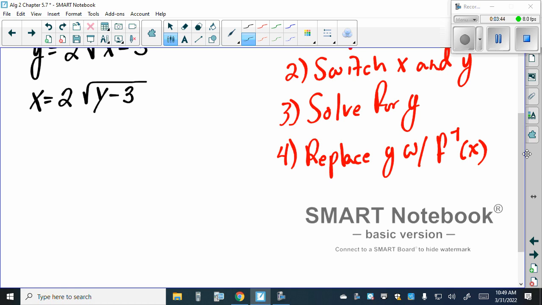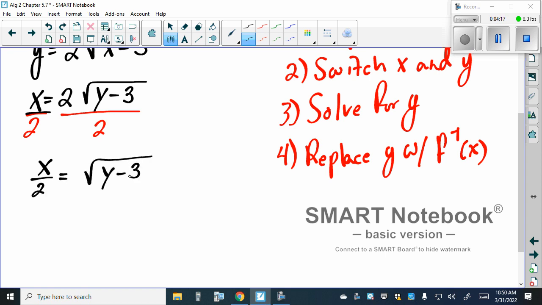Any questions on what we've done so far? I mean, we haven't done too much so far. Now we just need to solve for y. We need to get y by itself. What's the first thing we can do? Divide by 2. We do have this square root connected with y, but we want to remove everything else away from that radical first before we simplify it. We divide both sides by 2, and we get x over 2 is equal to the square root of y minus 3.